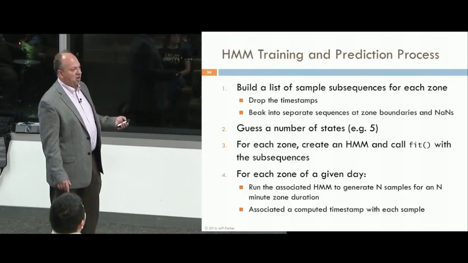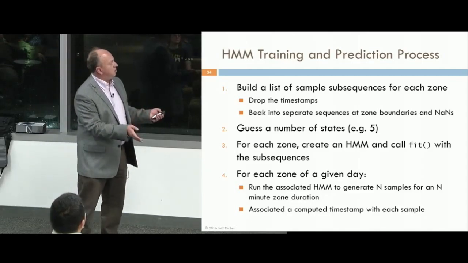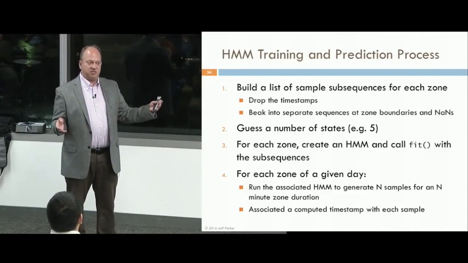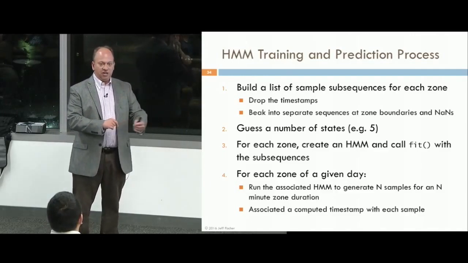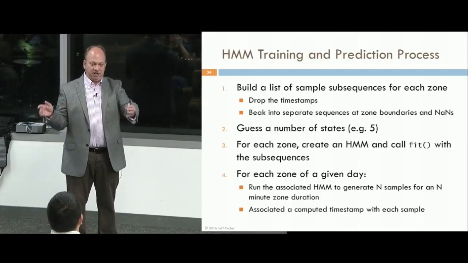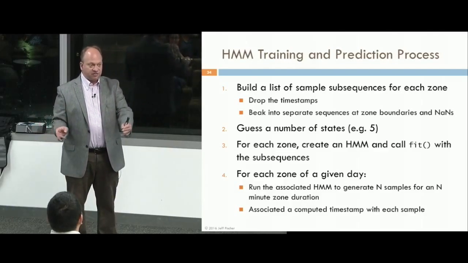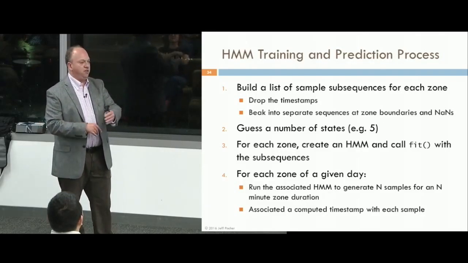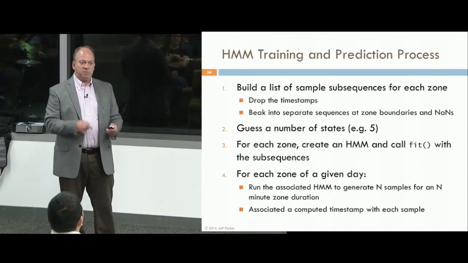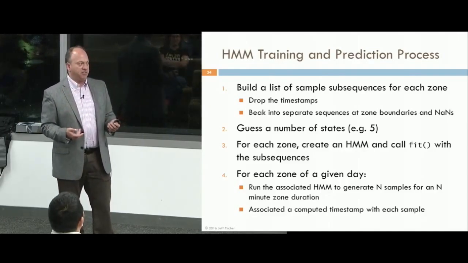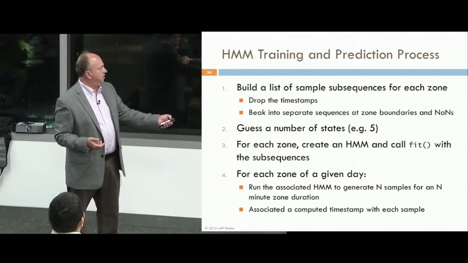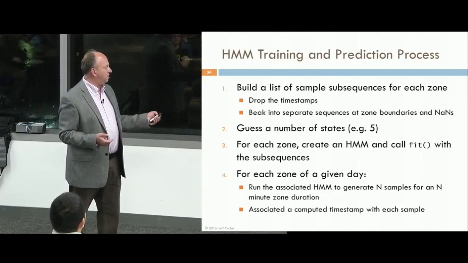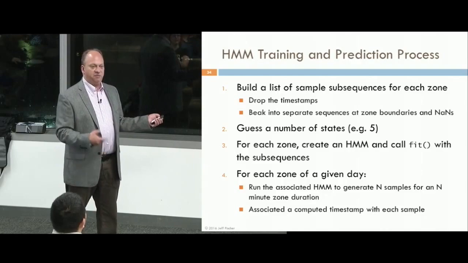So this is the process. First of all, I take these samples that I've gathered, and I build a list of subsequences. I first split them by zone, so I have a sequence of the data from this day in this zone. Whenever there's a gap in the data, I make that a separate subsequence. You can pass a bunch of sequences to the training algorithm, and it'll take advantage of all of them. I guessed a number of states, pass it to this thing, and call a magic method on it.